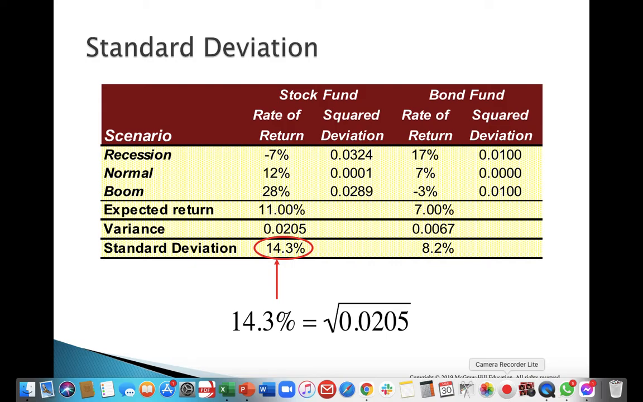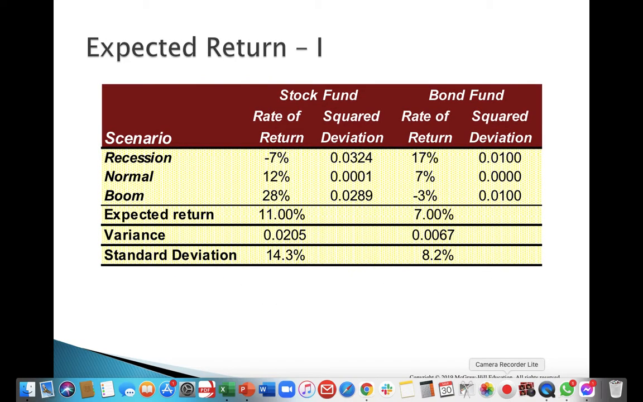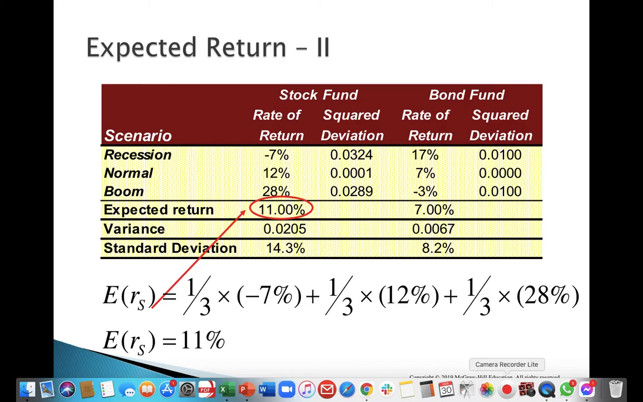So this is the way we calculate the expected return. Probability of return multiplied by possibility of return is equal to expected return. Then once you get the expected return, from each variable you deduct the expected return. Like minus 7 minus 11 is equal to minus 18. Square of that will be the squared deviation, 0.0324.